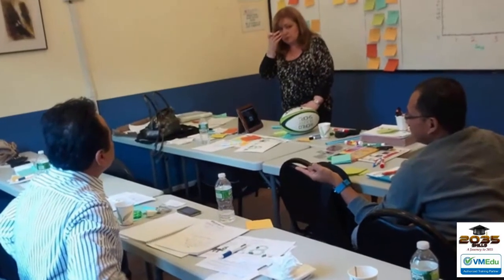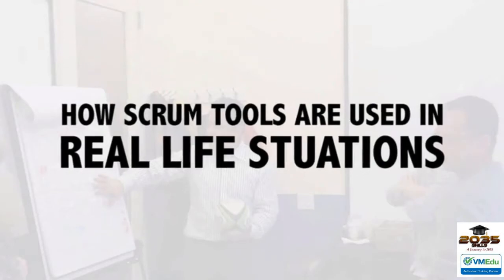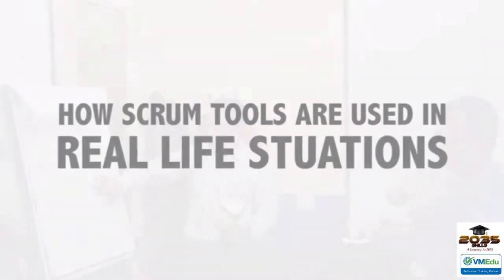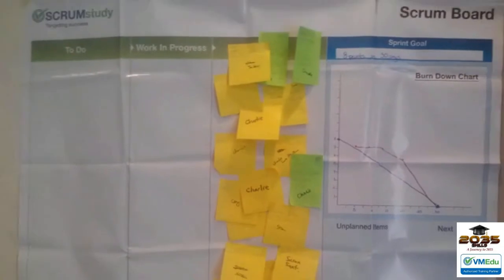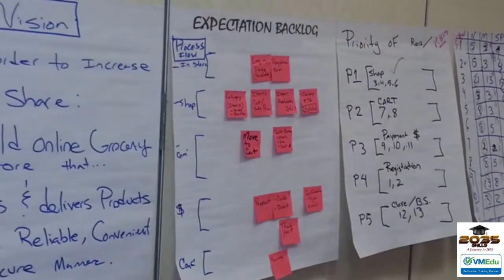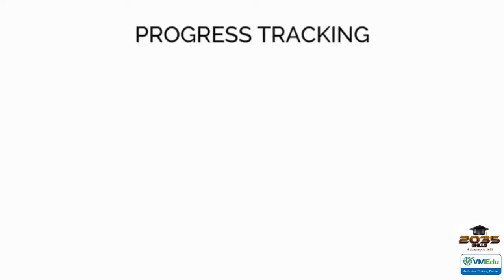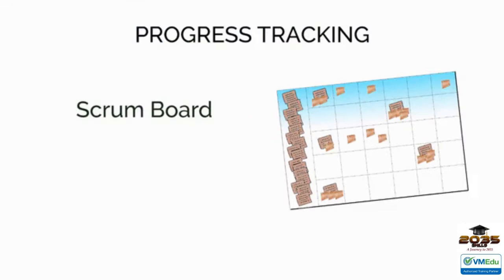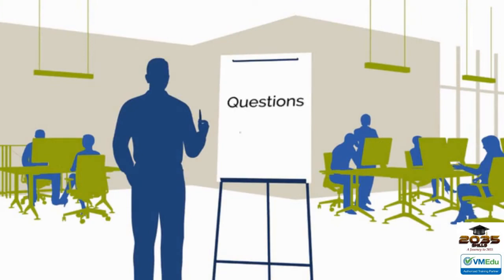Our REPs also use elements of Scrum in conducting each classroom course to help students understand how some Scrum tools are used in real-life situations. For example, a Scrum board, an important tool in Scrum, and an expectations backlog are used to give the participants the feel of Scrum in the workplace. The progress of the class is tracked using a Scrum board and burn-down chart. At the end of the course, the faculty discusses and clarifies any questions or issues that the participants may have.